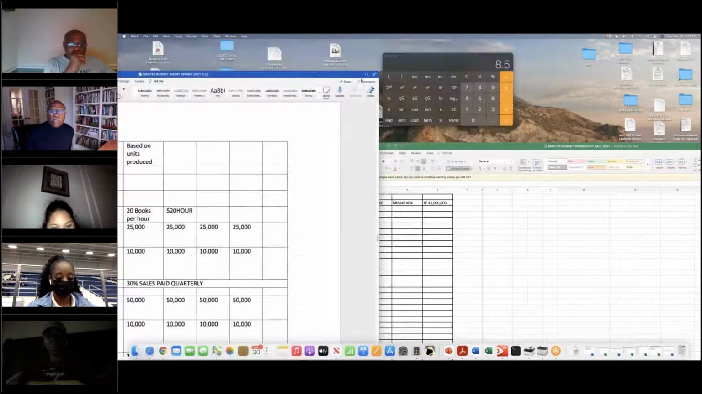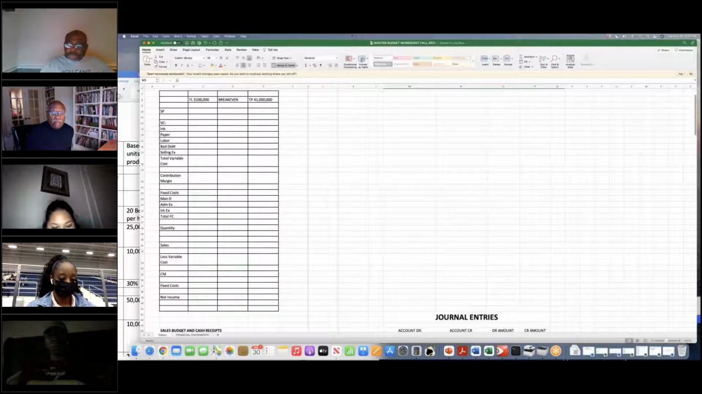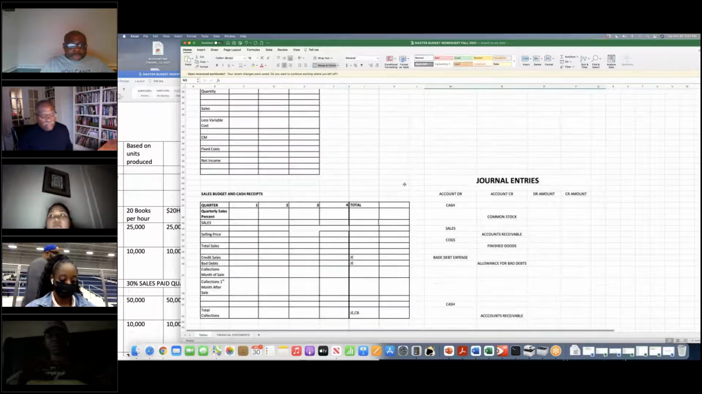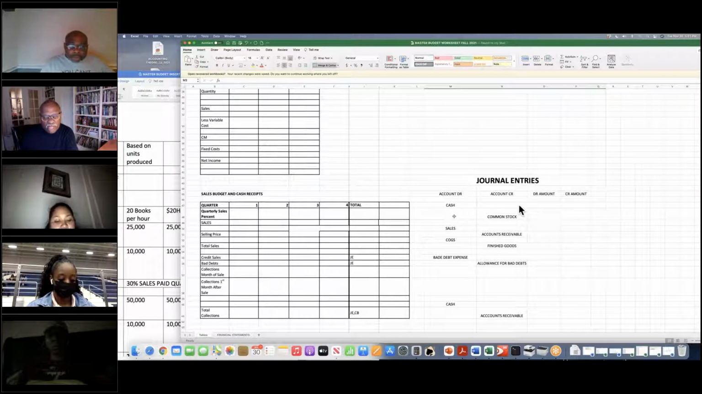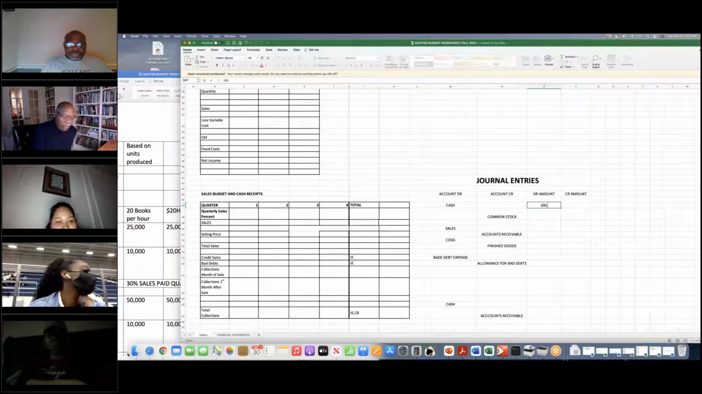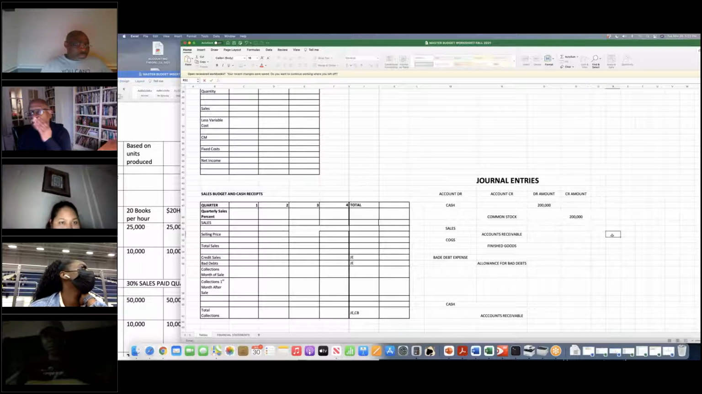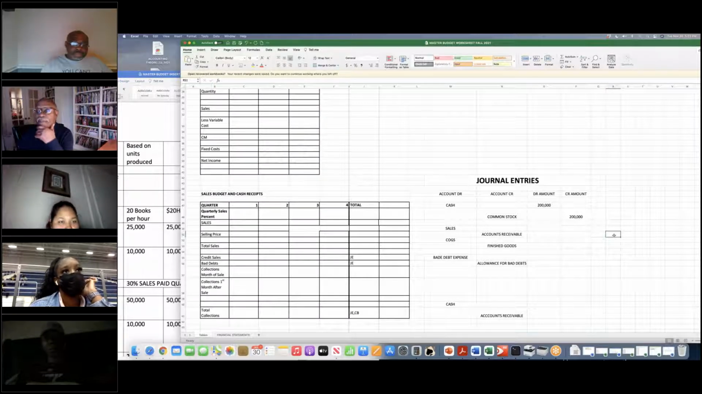What I've done is put these entries across from the particular charts. Hopefully there's no problem with making this journal entry by anyone: debiting cash and crediting common stock. So why don't we say that's the first thing we're going to do? Can everybody do that? Is there anybody who can't make this journal entry?